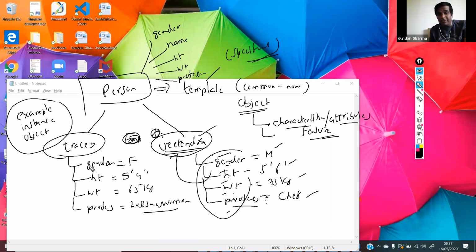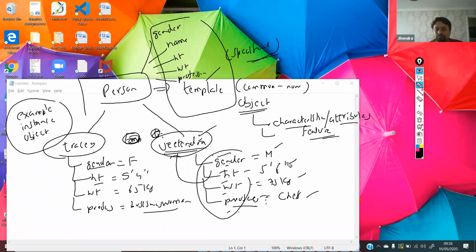So Tracy also has these characteristics: gender, height, weight, profession. So you can see here, we can call this person a template, or a specific template which has the specification of what all attributes its objects are going to have. So person says, okay, I have decided a layout or a design that person is always going to have these characteristics or features or attributes. Every object that I try to create out of this person is going to have these attributes, and the value of those attributes could be different. Is this point clear to you? Yes. 100% clear? Yeah.